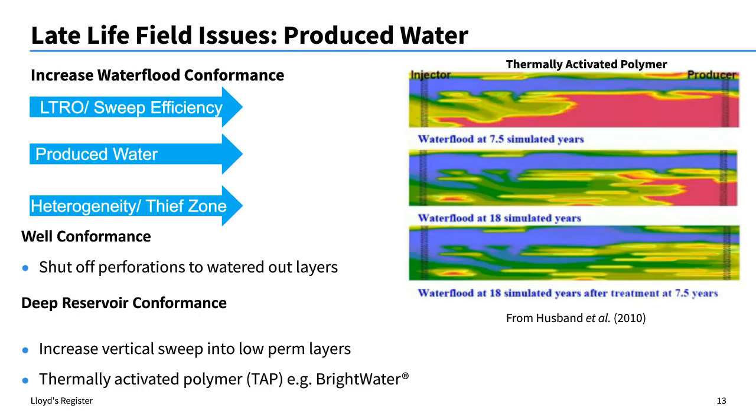Now, from the diagram, you can see there's three different images there, the top one, the middle one, and the bottom one. If you contrast the middle and bottom one, you can see what the effect is: you've got a change in color. That change in color towards the high perm streak that you can see at the very top is actually created by water bypassing. So you inject TAP, which is the bottom one, and it basically goes into the high perm layer, and it basically diverts the water into the lower perm layers, sweeping them to the production wells.